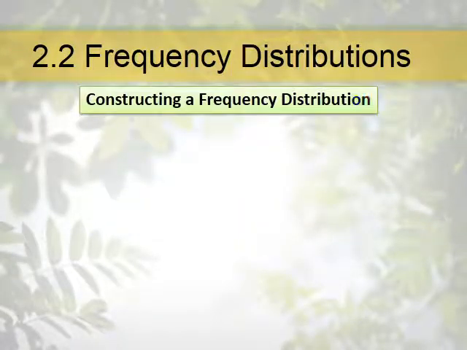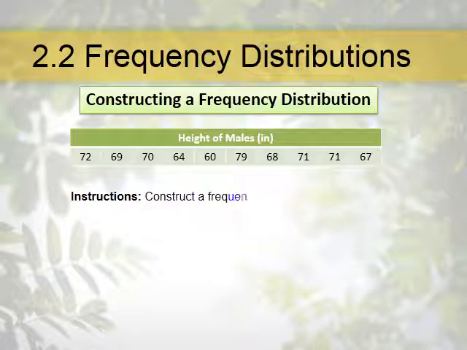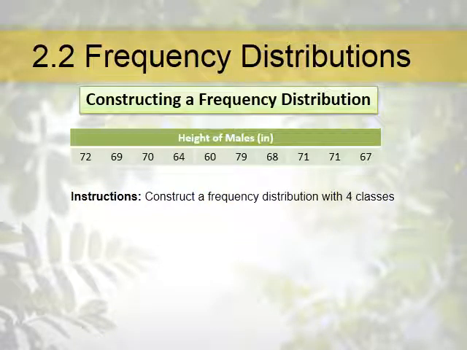Now we'll talk about how we actually construct a frequency distribution given some data. So suppose this is our data, and it's the heights of males from some population. Our instructions are to construct a frequency distribution with 4 classes. So the question is, how big should those classes be? Now the class width of each class has to be the same for a frequency distribution.